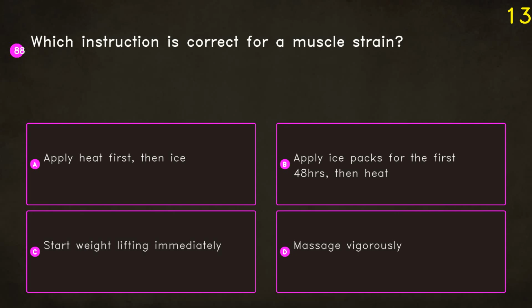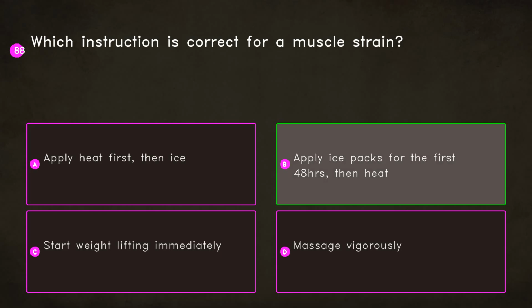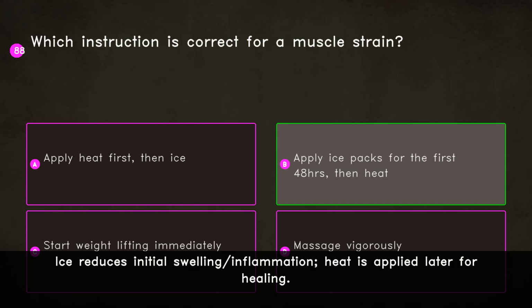Question 88. Which instruction is correct for a muscle strain? A. Apply heat first, then ice. B. Apply ice packs for the first 48 hours, then heat. C. Start weightlifting immediately. D. Massage vigorously. The correct answer is apply ice packs for the first 48 hours, then heat. Ice reduces initial swelling and inflammation; heat is applied later for healing.